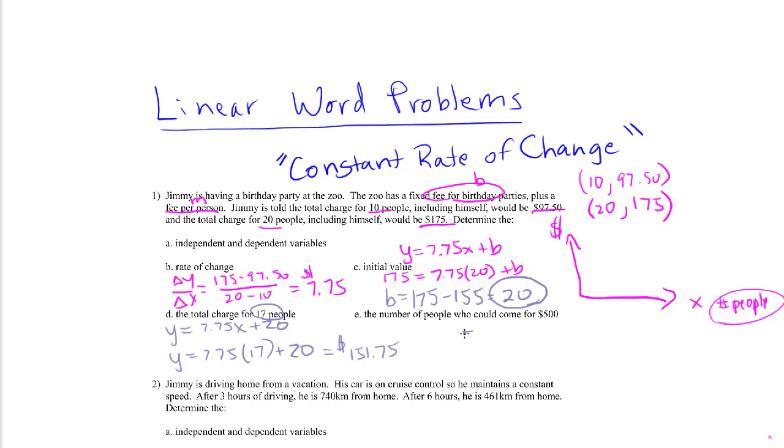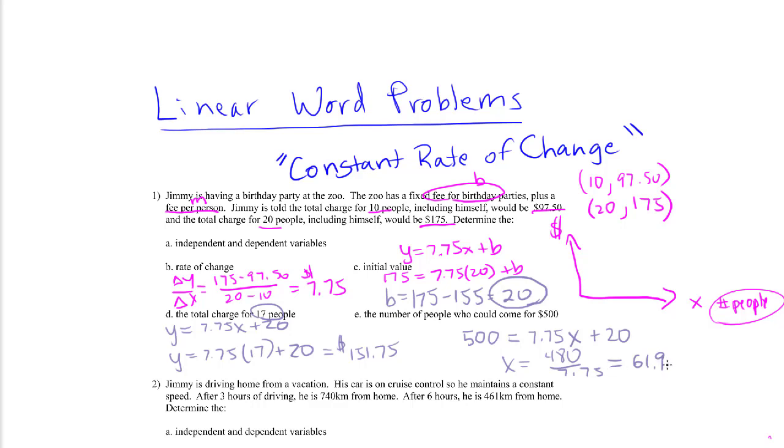On the flip side, I might want to know the number of people who could come for $500. So my total y value in this case, or charge, would be 500. And I know that equals 7.75 per person times x, the number of people, plus my fixed charge of 20. In this case, I would solve for x. I'll subtract 20 from both sides and then divide by 7.75. x equals 480 divided by 7.75, which in turn equals 61.9 people.